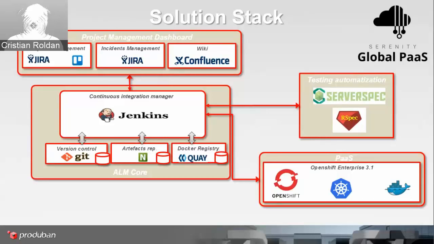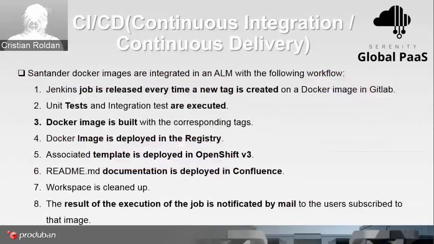I will dedicate some time to explain how to perform the test later. And finally, as you know, we are using OpenShift version 3 as Platform as a Service. Now, I'm going to describe the workflow we are following for the continuous integration cycle of our Docker image.